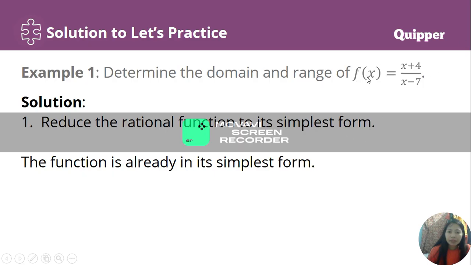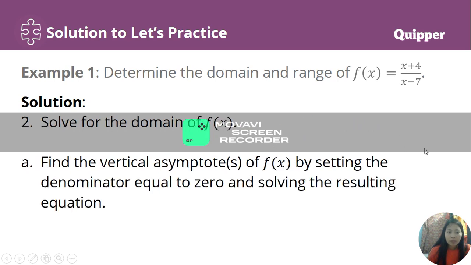So the given is f of x equals x plus 4 over x minus 7. This is already in simplest form, since x plus 4 cannot be factored. Also the x minus 7, since the numerical coefficient here is 1 and also here is 1, and it cannot be factored. So it is now in simplest form, no need to factor it. Then solve for the domain.